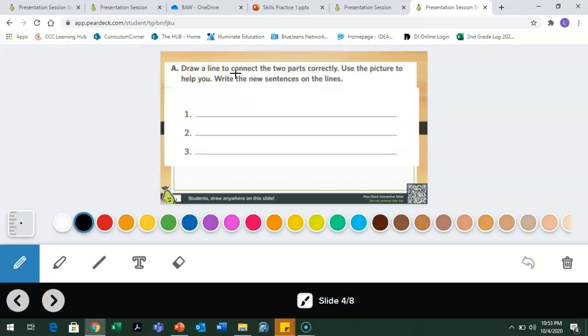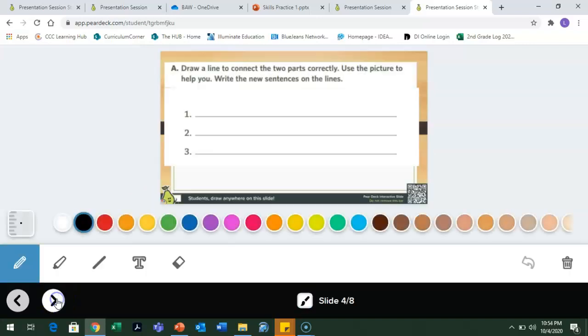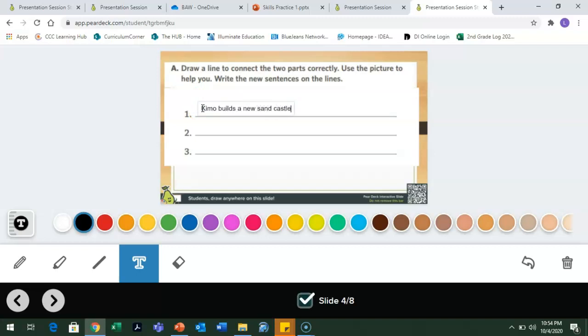So we already made the pictures, we already made the lines to connect the two parts correctly. Now we're gonna write new sentences. So let's see. Are you ready? So we need to write Kimo built a sandcastle. So I can go here. This is what I want you to do. I want you to click text and put Kimo built a sandcastle, period. Notice how I started my sentence with a capital letter and I ended with my period. Now let's go to the next sentence.